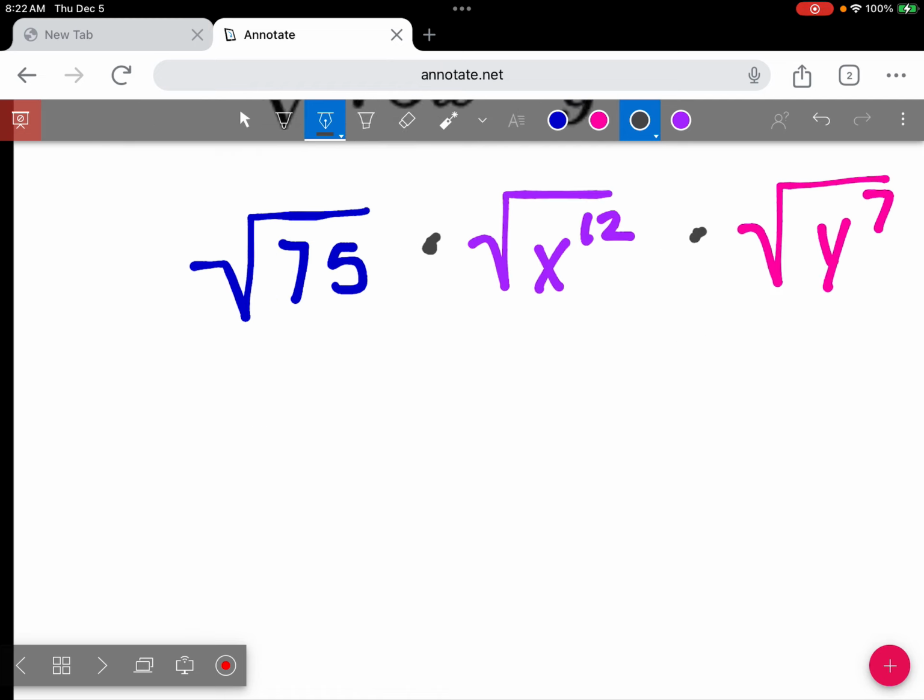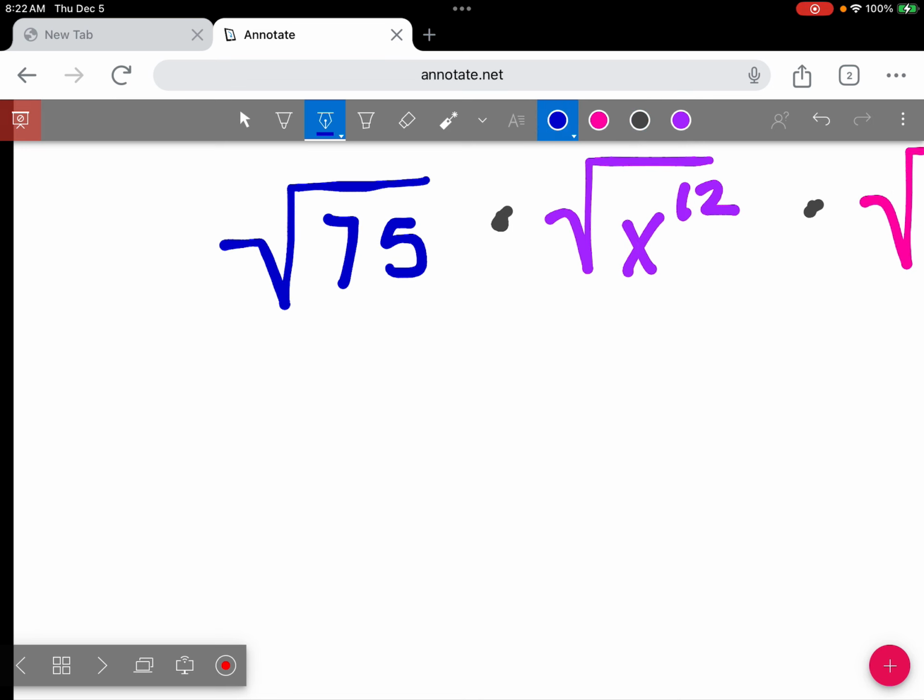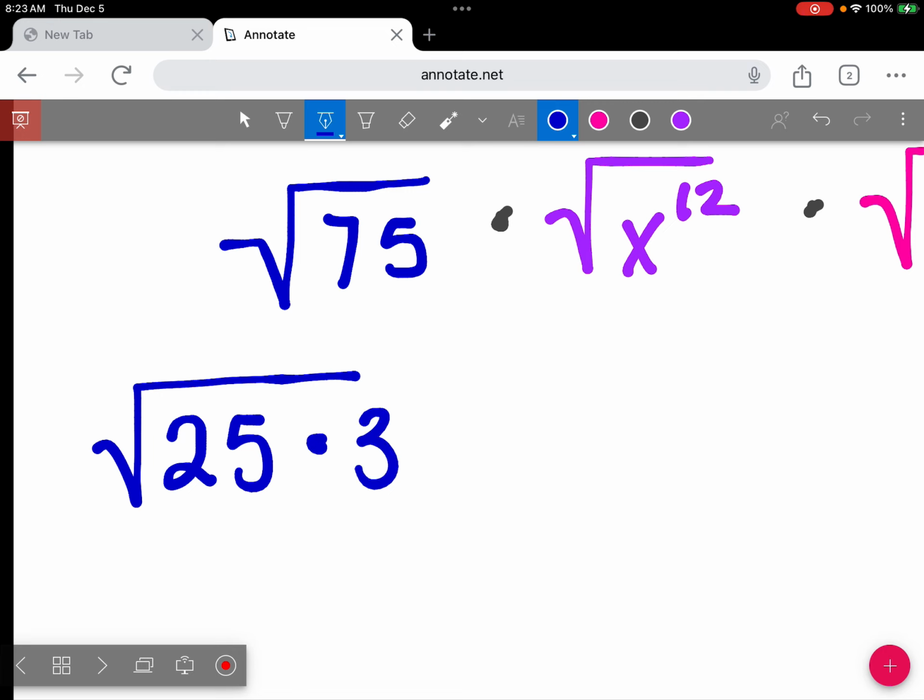So when we're looking at our square root of 75, what do we notice? 75 is not a perfect square. Does it have one inside, though? Yeah, we can take 75 and break it down to be 25 times 3. We like to break it down into 25 and 3 because 25 is a perfect square.